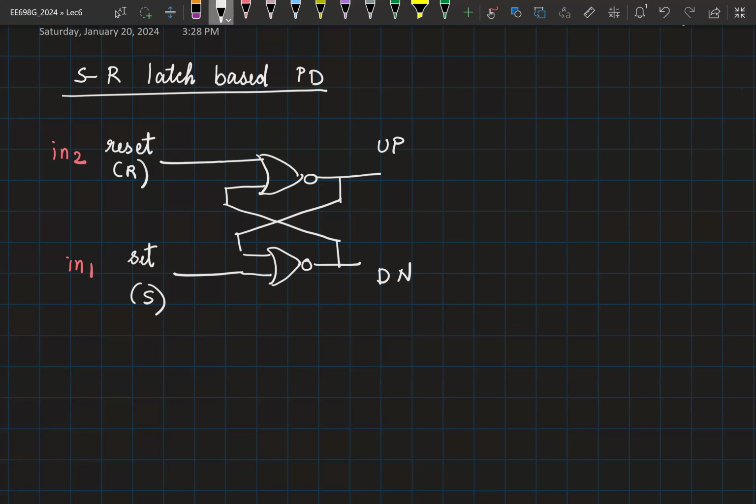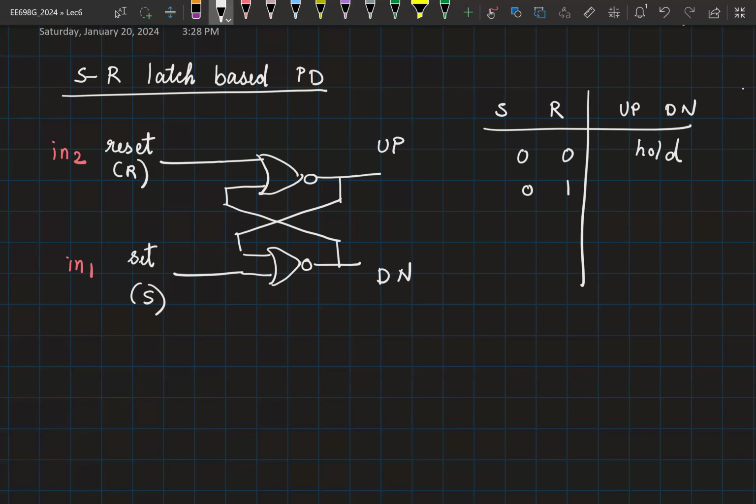So what was the truth table that we derived? When both of them are 0, this is hold. 0, 1, 0, 1, 1, 0, 1, 0, and 1, 1. This gives you 0, 0.